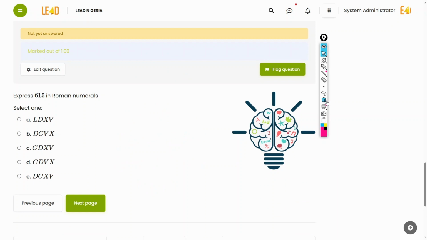Express 615 in Roman numerals. 615 in Roman numerals is 600 plus 10 plus 5. What's 600? 600 is DC. 10 is X and 5 is V. So the answer is DCXV.